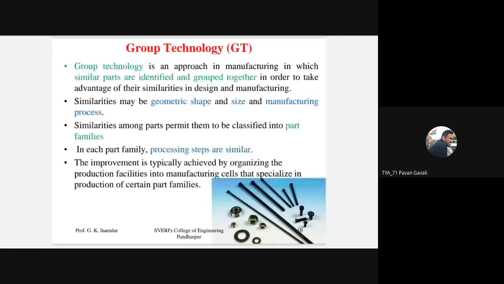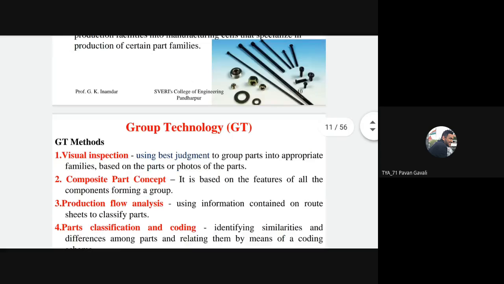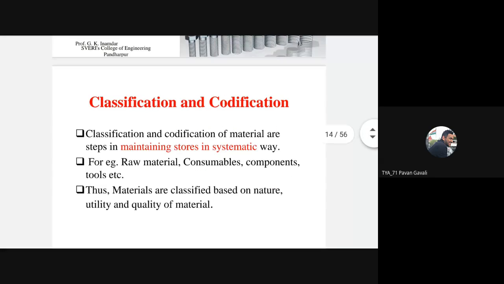Our next point after group technology is classification and codification. Are you understanding? Anyone?